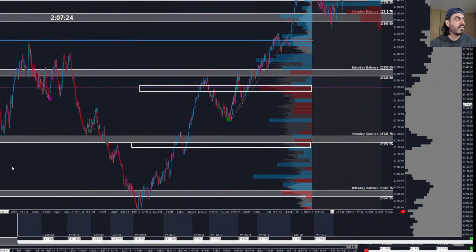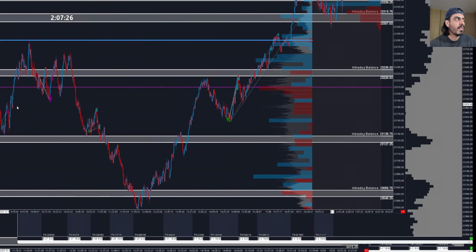So if this is the balance low like this, and that's the balance top, what we have in this scenario is a movement through that balance.